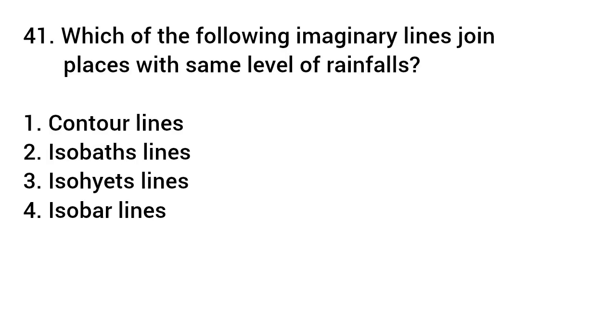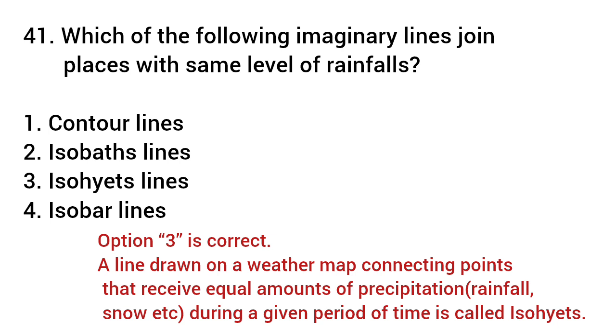Which of the following imaginary lines join places with the same level of rainfalls? Answer. Option 3 is correct. A line drawn on a weather map connecting points that receive equal amounts of precipitation, rainfall, snow, etc. during a given period of time is called isohyets.